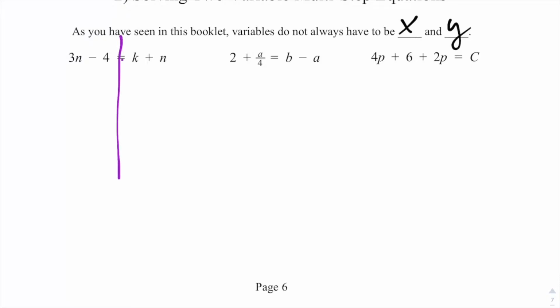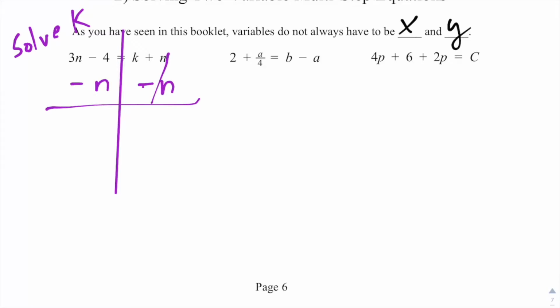Let me draw my balancing point here. And here I'm going to solve for k. Well, the first thing I want to do is get k by itself. To get k by itself, I want to subtract the n on the side with the k. So these n's cancel. And then over here I have 3n minus 4 minus n. Well, if I subtract an n from that 3n, I just get 2n. And then that minus 4, like earlier, just kind of chills by itself. And then I have k over here left. So if I wanted to write that a little cleaner, I solve for k equals 2n minus 4.